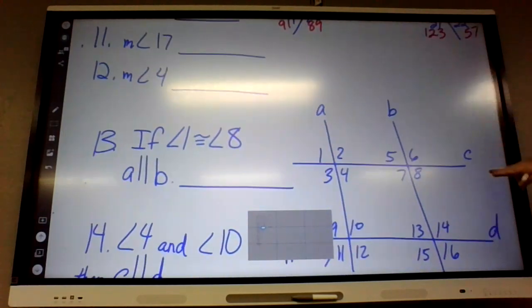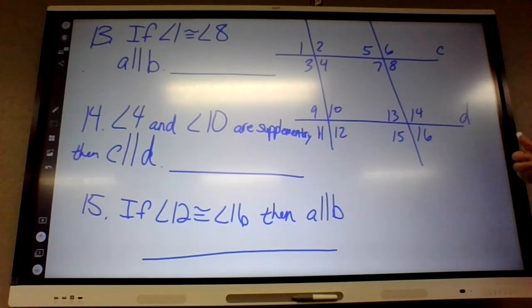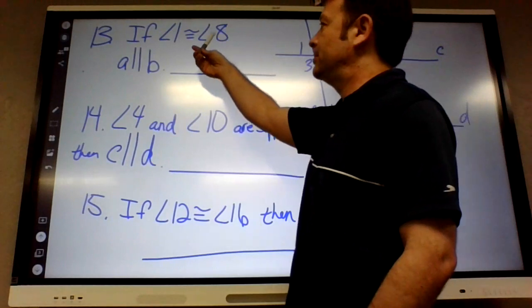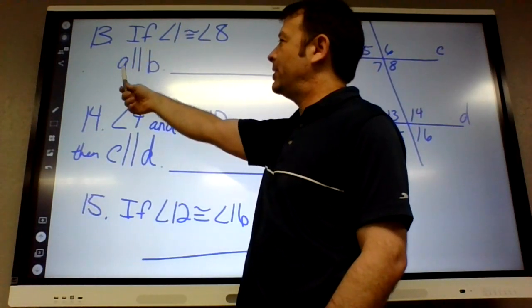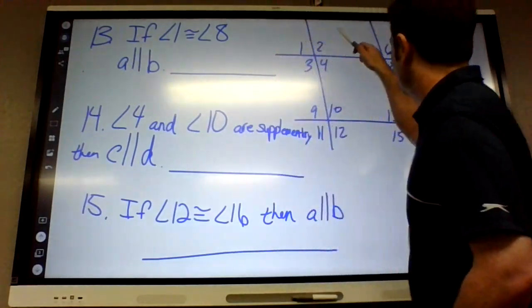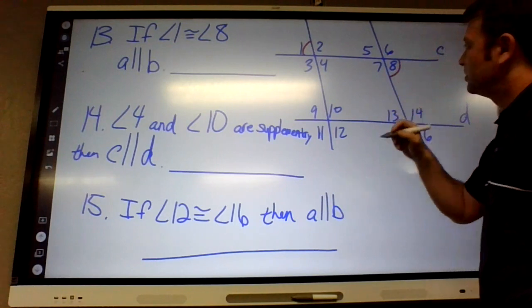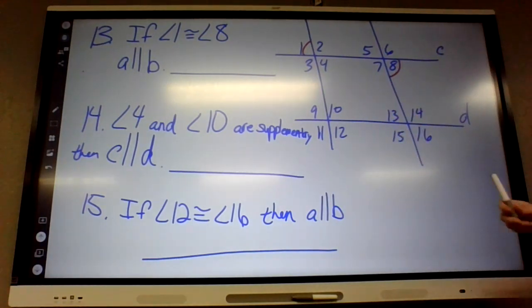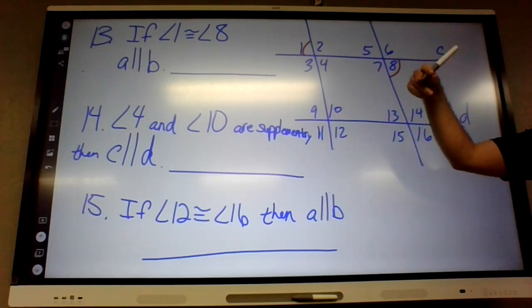Okay, this one's a little bit different than how we did it on the homework. On the homework, it was like if angle 1 is congruent to angle 8, what lines are parallel? But on this one, it's if angle 1 is congruent to angle 8, line A is parallel to line B by what postulate or theorem? Oh, alternate exterior. So it's called the alternate exterior angle theorem.